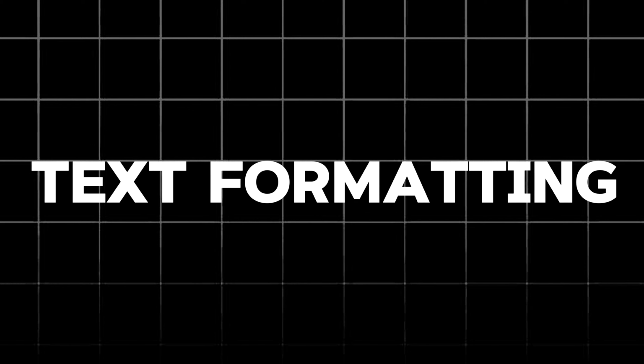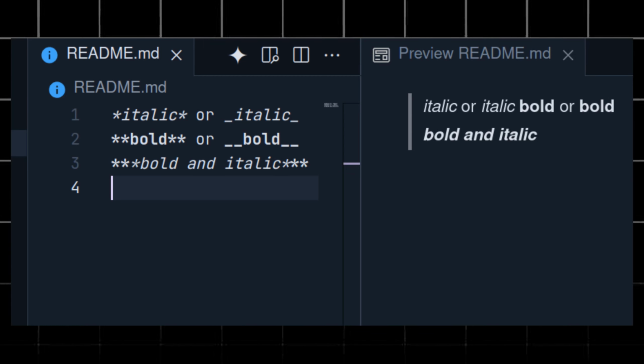Now for bold and italic text, you use asterisks and underscores. For a single asterisk, you will get italic. For bold, you will have to use a double asterisk, and for a triple asterisk, you can get bold and italic at the same time. You can pause the video, format some text, and come back here.